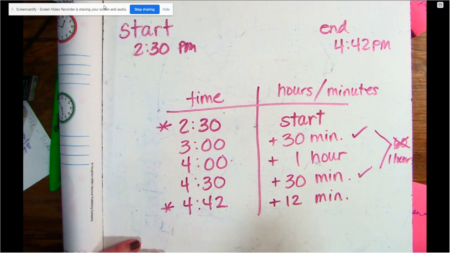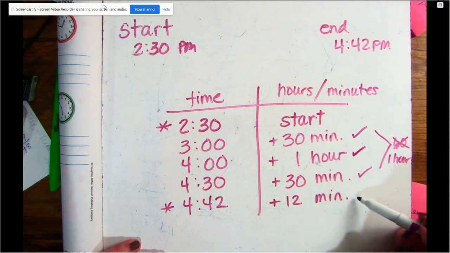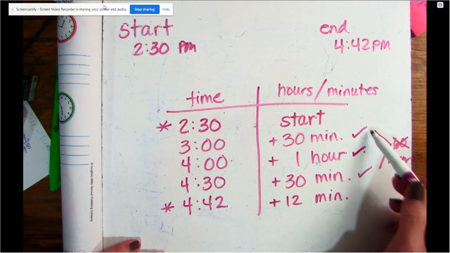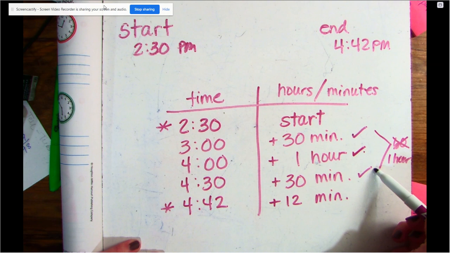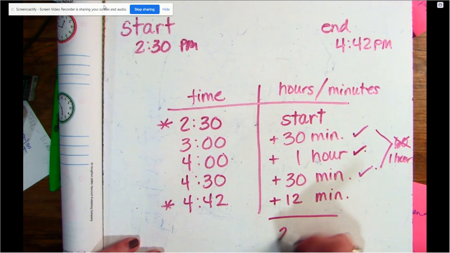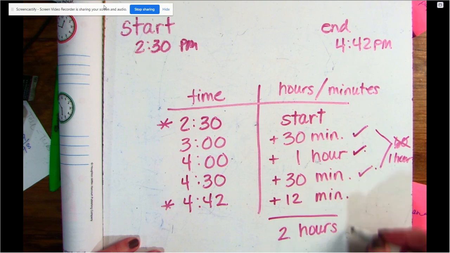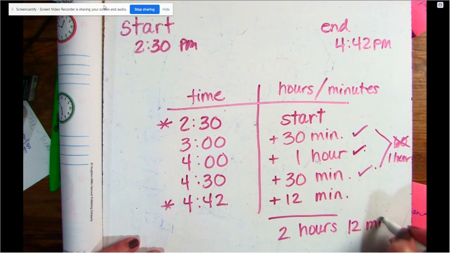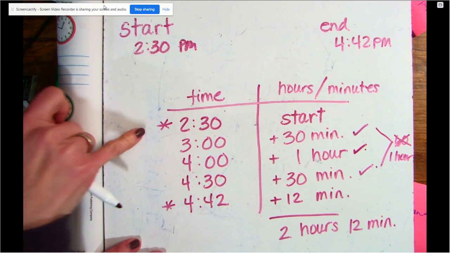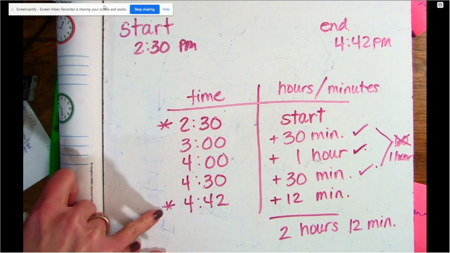Okay, so here I have an hour. Here I have an hour. And I've got 12 minutes. So I've got 1 hour, 2 hours, plus my 12 minutes. All together, 2 hours, 12 minutes. That's the amount of time that passed between 2:30 and 4:42.